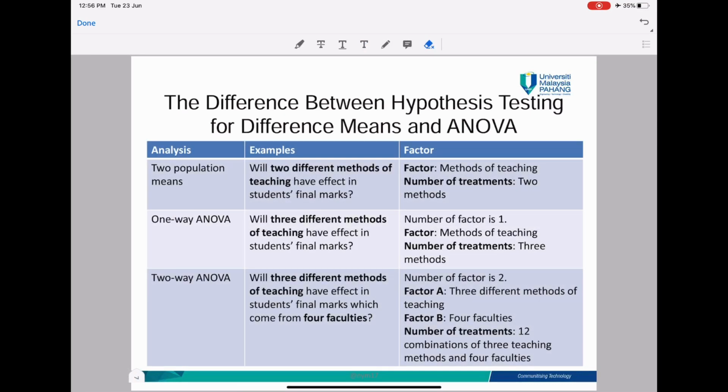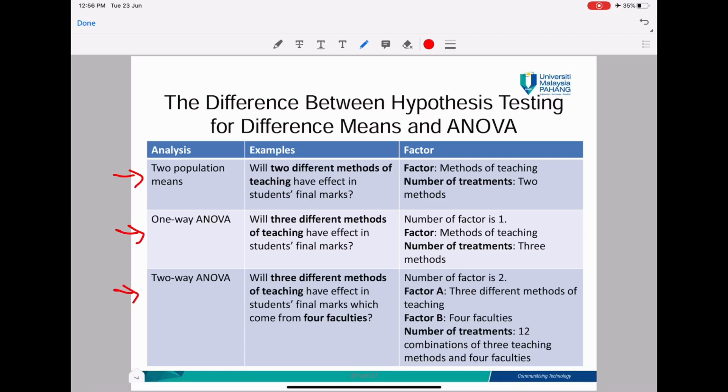This table shows you the difference between hypothesis testing for difference mean and ANOVA. This is the hypothesis testing. The first row is for hypothesis testing. The second row for the one-way ANOVA, and the third row is for the two-way ANOVA.